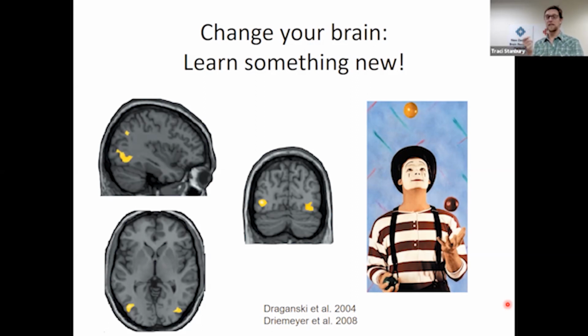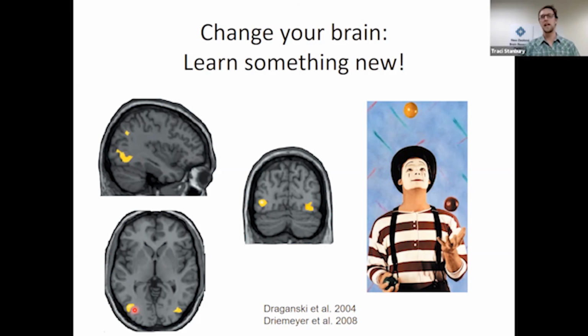And after they could maintain that juggling for a minute, everyone was scanned again, both groups. And what you're seeing here in yellow in these three different views are the results. The areas in yellow indicate which areas of the brain showed increased gray matter volume. So more gray matter tissue in the group that learned how to juggle relative to the group that didn't learn how to juggle. It was live their life as normal.